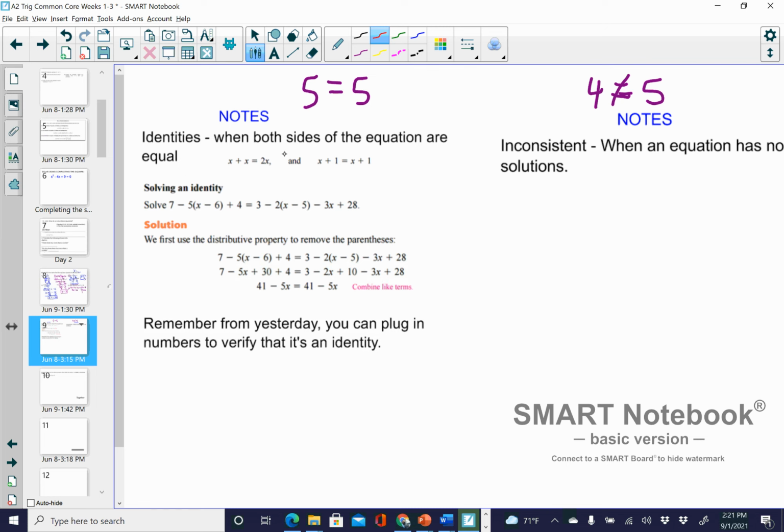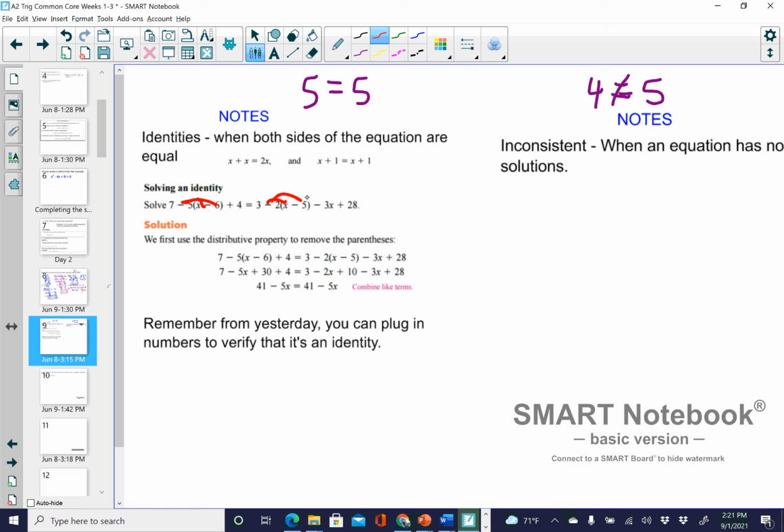So we could do that. We want to take this negative 5, distribute it right here. So negative 5 times x is negative 5x. Negative 5 times negative 6 is equal to positive 30. The plus 4 comes down, equals 3 comes down.